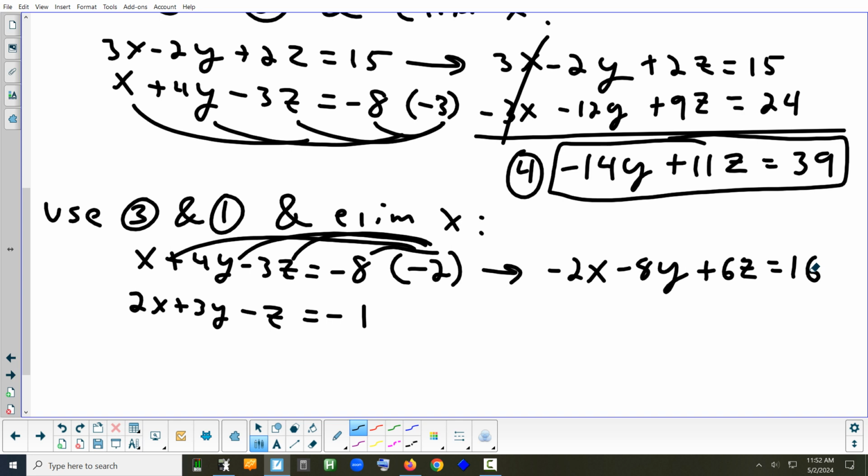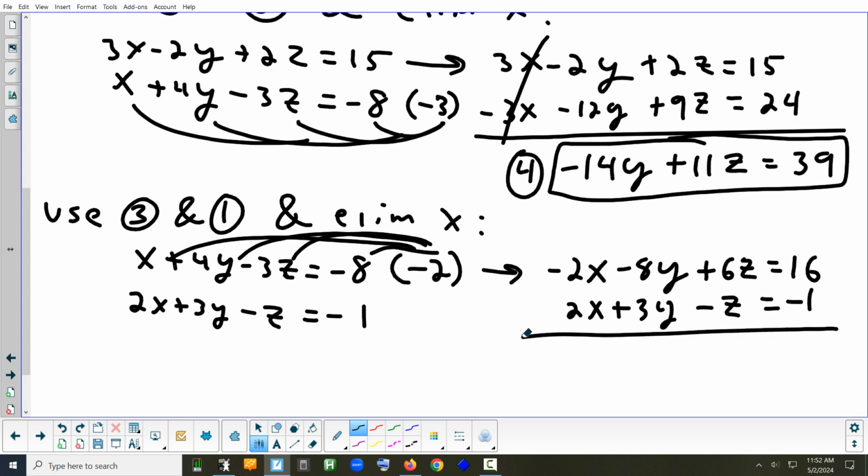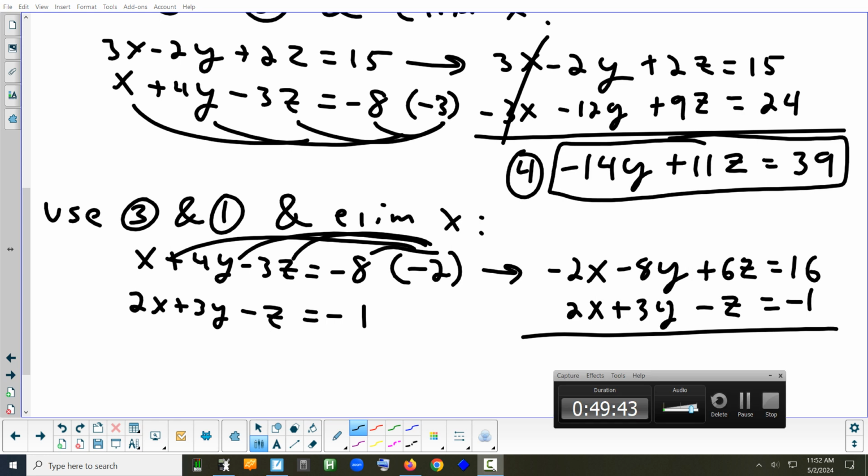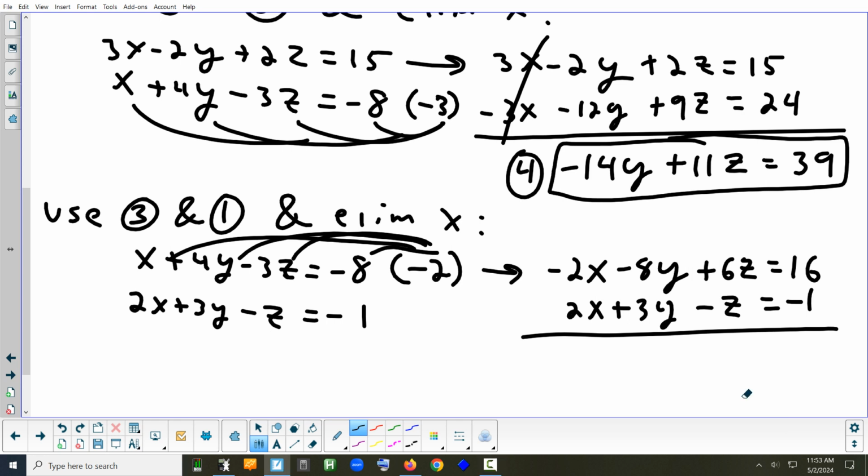And Michael, what about the bottom? It'll just be the same. Stays the same. 2x plus 3y minus z equals negative 1. All right. And Richard, what do I get if I add up the whole left-hand side? You get negative 5y. So negative 8y plus 3y, negative 5y, plus 5z equals 15.